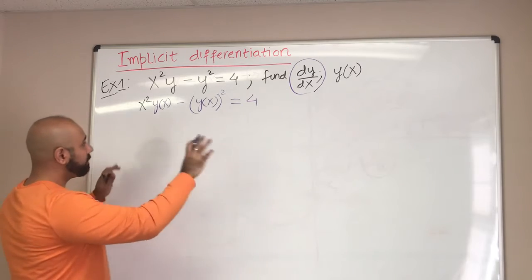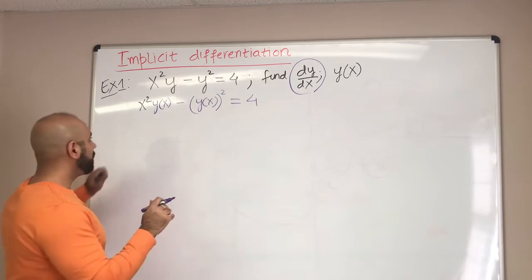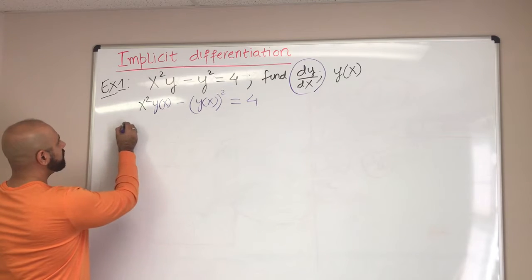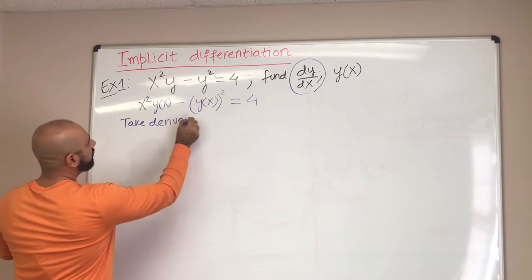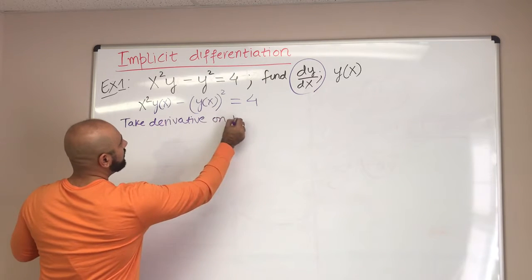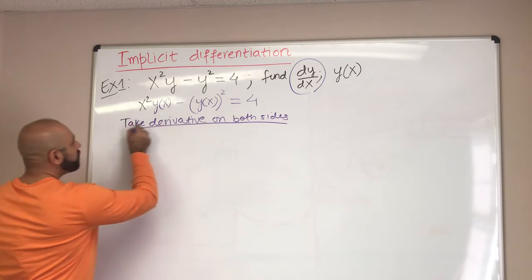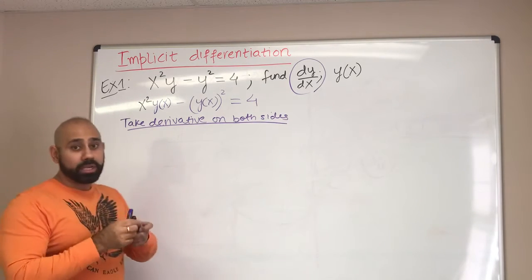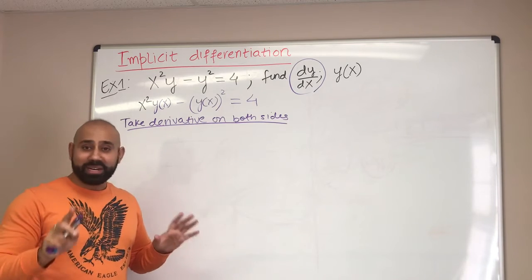For this particular example, and most of the examples, I like to write the steps clearly. I'm going to write the steps here: take the derivative on both sides. Keep in mind, we did not try to do anything with the original equation. We just let it be the way it is. And that is going to be very important.